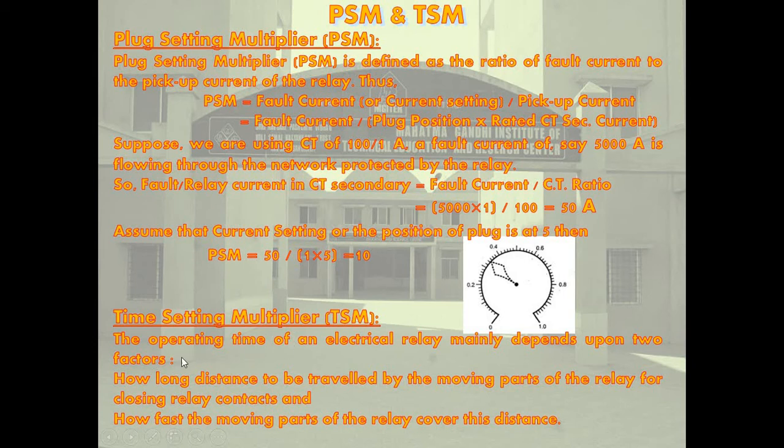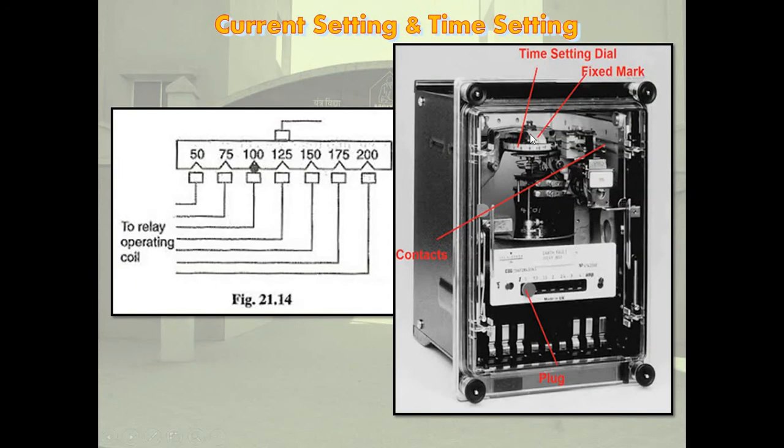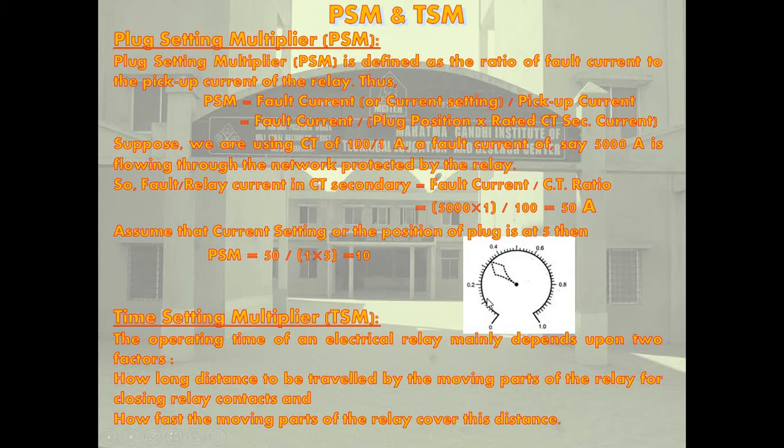Now time setting multiplier. The operating time of an electrical relay mainly depends upon two factors. First, how long a distance is to be traveled by the moving part of the relay for closing the relay contacts, and second, how fast the moving parts of the relay cover this distance. This is a knob with a value of 0 to 1. This is the time setting multiplier. This is a dial, 0 to 1. We change the value by this dial: time setting dial, time setting multiplier.